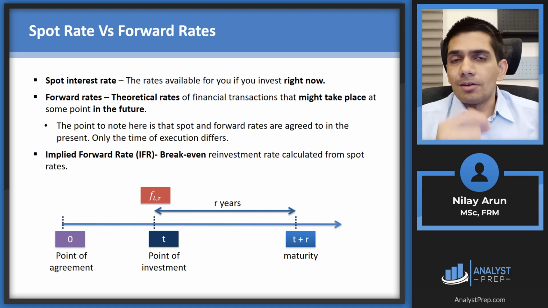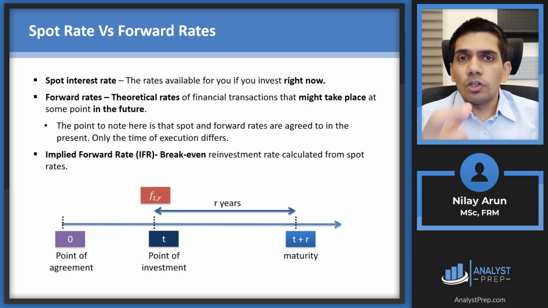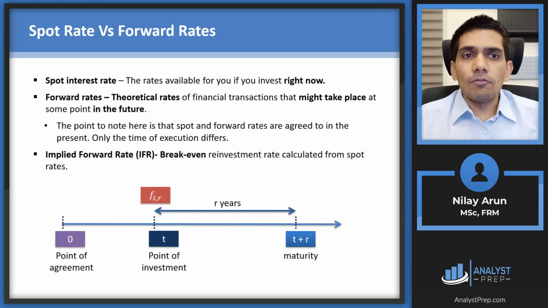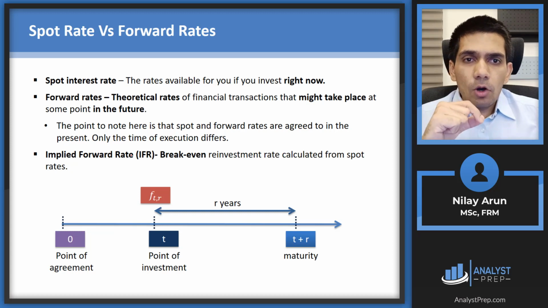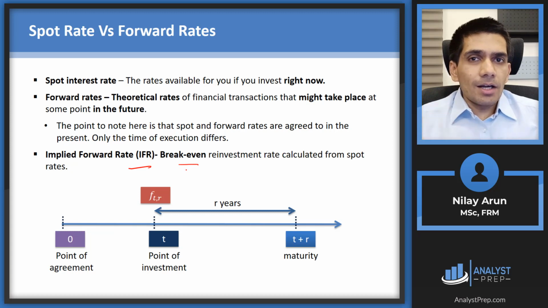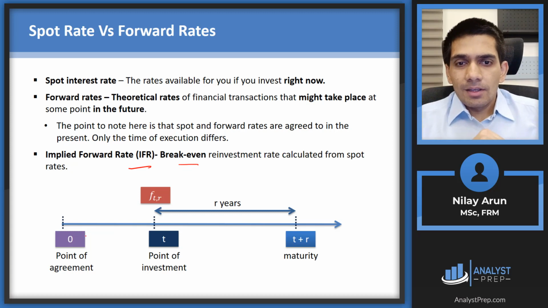So that's what a spot rate and a forward rate is. Spot rate is the rate available if you invest your money right now. Forward rate is the theoretical rate of financial transactions which might take place at some point in the future. Now, implied forward rate, which we are actually going to calculate, is the break-even reinvestment rate, which you calculate using the spot rate.